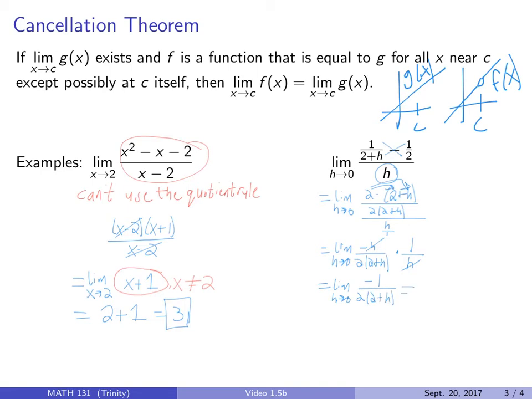And now I can use the quotient rule because I no longer have a 0 in the denominator. So to evaluate this limit, I just plug in h equals 0. So we're going to have negative 1 over 2 times 2 plus 0. 2 times 2 is 4, so we end up with negative 1/4 for our final answer.